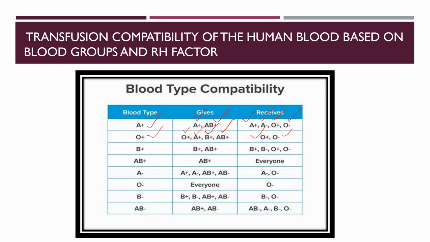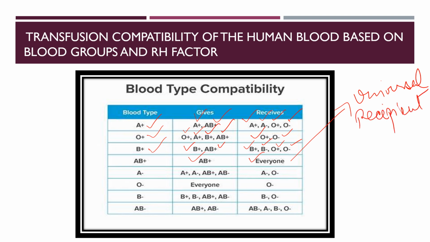Next comes B positive and AB positive. B positive can give blood to B positive and AB positive, and it can receive blood from B positive, B negative, O positive and O negative. Now AB positive can give blood to AB positive, and it can receive blood from everyone. That is, it is a universal recipient.